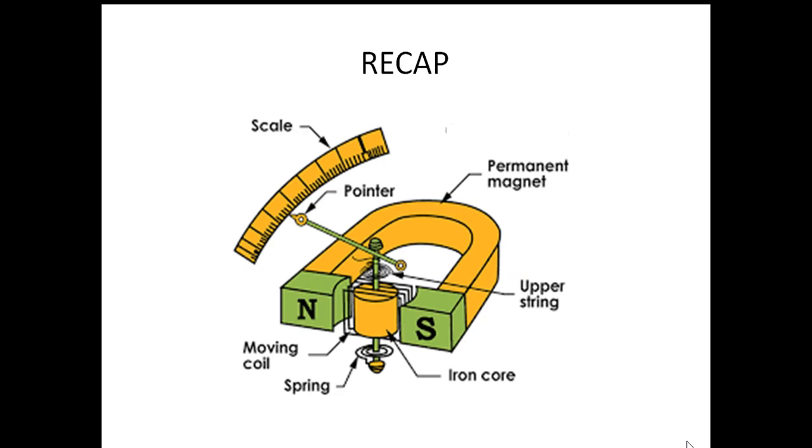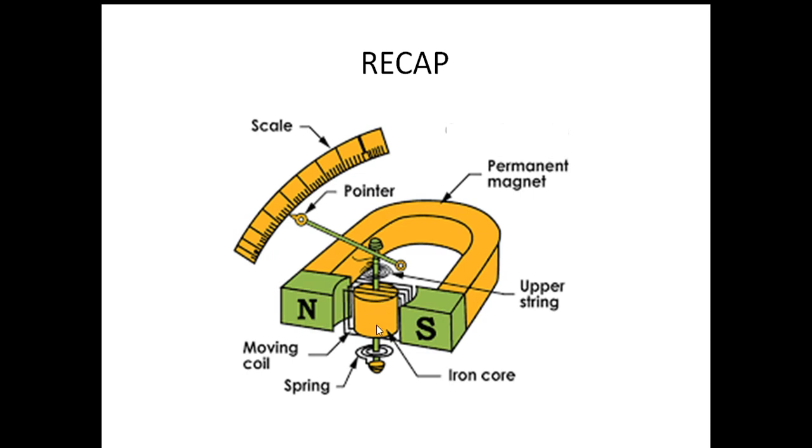In the previous class, we discussed the PMMC meter, the permanent magnet moving coil type meter. This is the representation of the meter. It has a U-shaped permanent magnet, with a north pole and a south pole, producing the magnetic field. In this magnetic field, the rectangular current carrying coil is placed, which is situated on an aluminum frame.